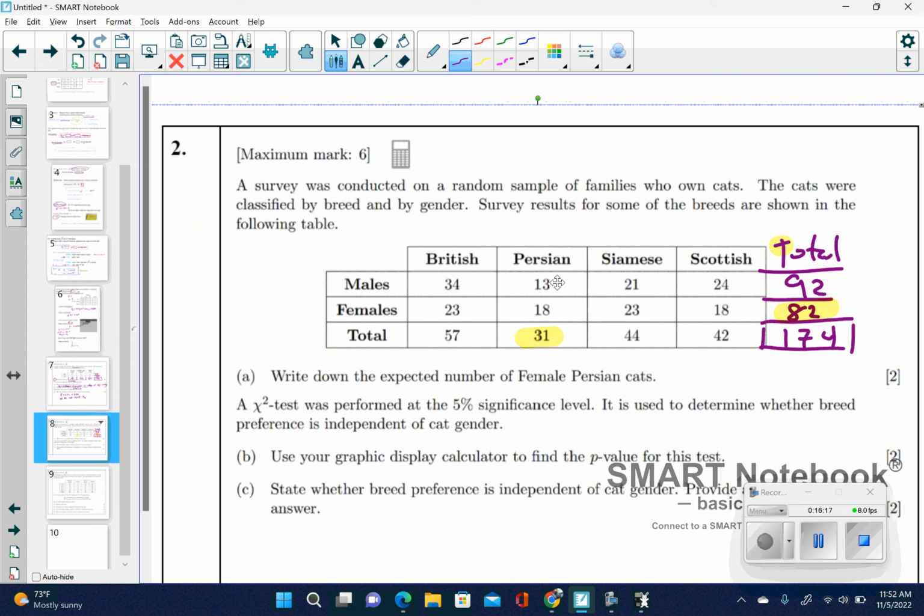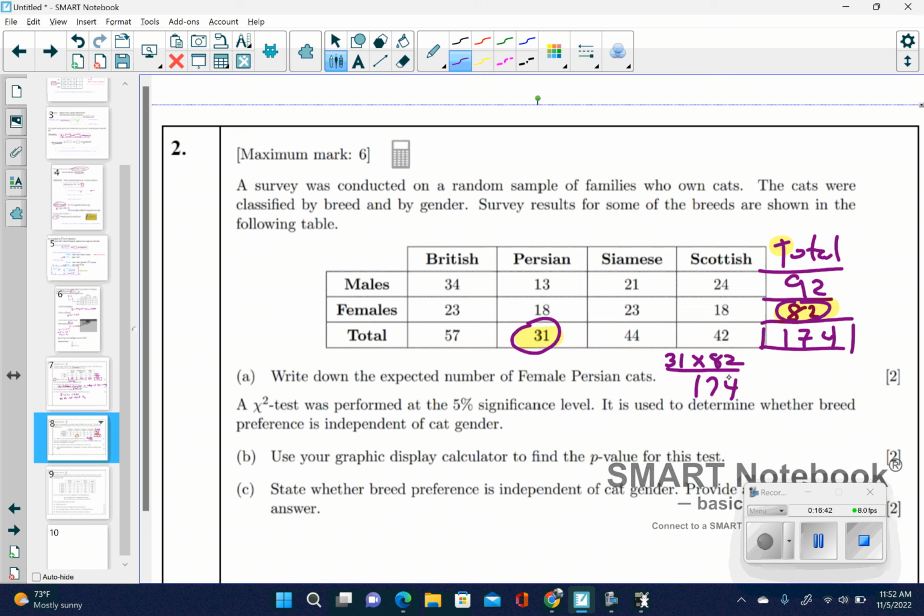So it says write down the expected number of female Persian cats. So females, and there are 82 females altogether. And Persian cats is 31. So we're taking this and multiplying 31 times 82, and taking that number and dividing it by the total number, which is 174.